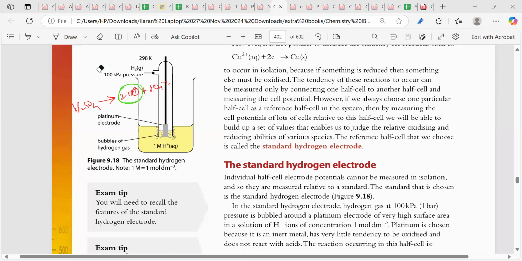Arnav, list down the revision chapters you want to go through.